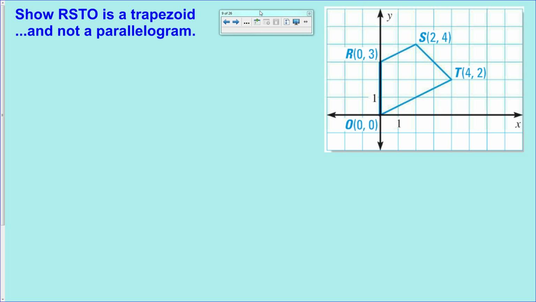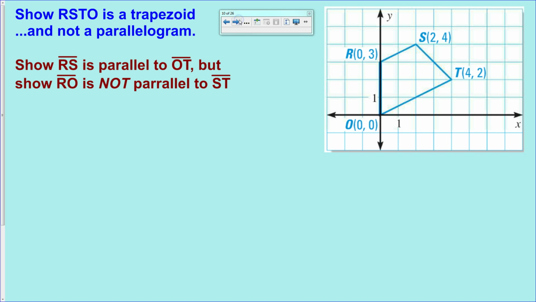So here we have a quadrilateral graphed on a coordinate grid, so we're able to perform calculations. And we need to make it fit the definition of a trapezoid, that is exactly one pair of parallel lines, and not fit the definition for a parallelogram, that is two pairs of parallel sides.